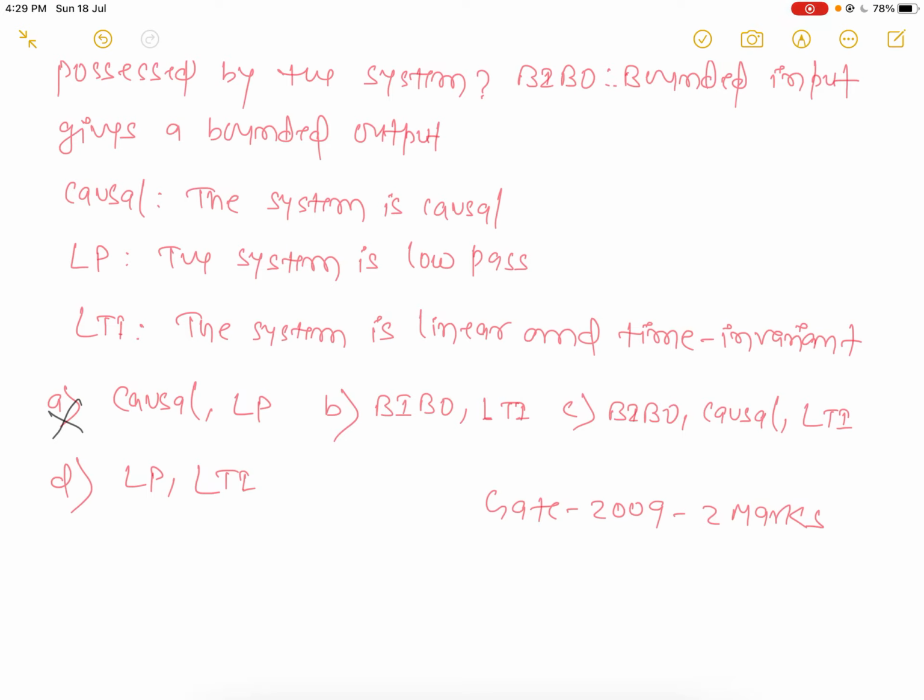And here it is not a low pass filter either, so option D will not be the right answer. Here BIBO and causal is coming, so option C will not be the right answer. So option B will be the right answer: BIBO, bounded input bounded output, and LTI system. This question was asked in GATE 2009.